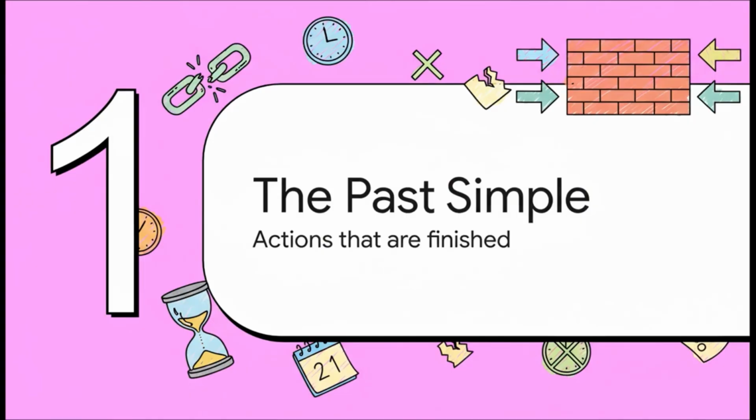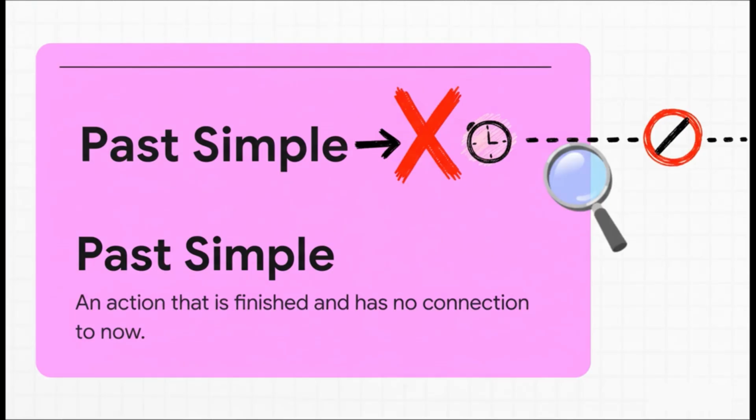Okay, first up, the past simple. Now, if you remember just one thing about this tense, let it be this. It's all about actions that are completely finished. Done. Over. In the past. So what does that really mean? It means the action started in the past, it ended in the past, and, this is key, it has zero connection to right now. It's like a closed chapter in a book.